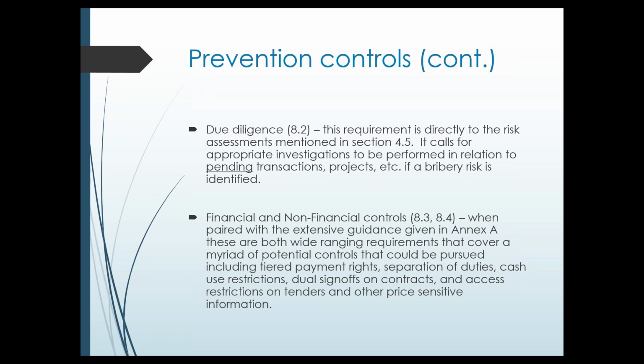And depending on the organization, this is going to touch on a lot of different areas and a lot of different types of controls. There could be, for example, tiered payment rights. One party might be empowered to approve expenditures in one part of the organization, and one group of folks might have expenditure rights for another area. Separation of duties, limiting the use of cash, requiring dual sign-offs on contracts or triple sign-offs on contracts, restricting who has access to quotation rights and other price-sensitive information. So a lot of potential controls that can be put in place, again, both financial and non-financial.